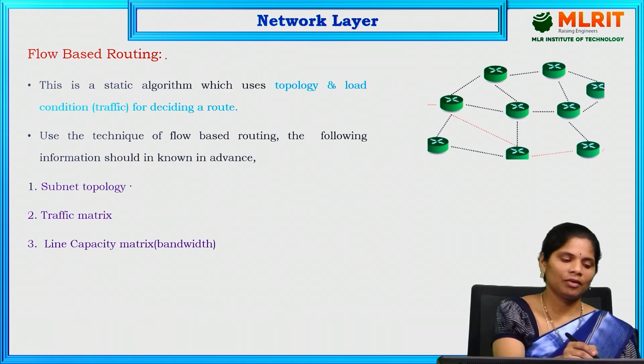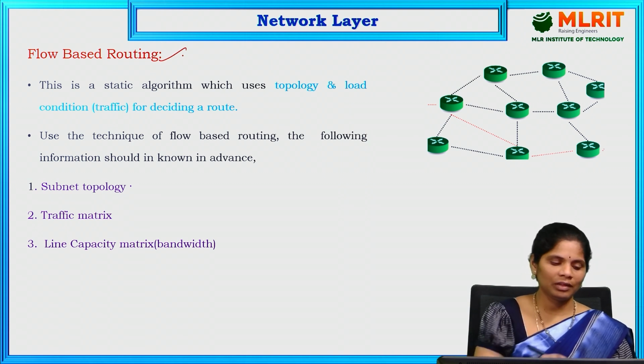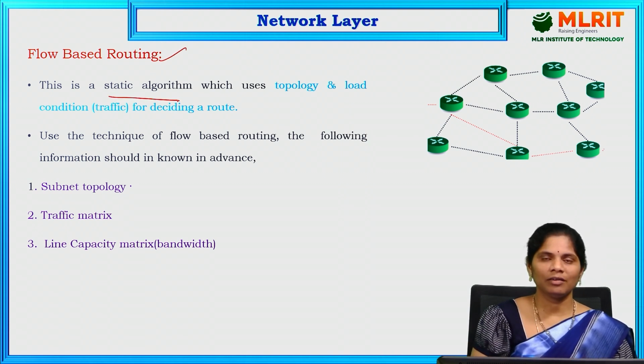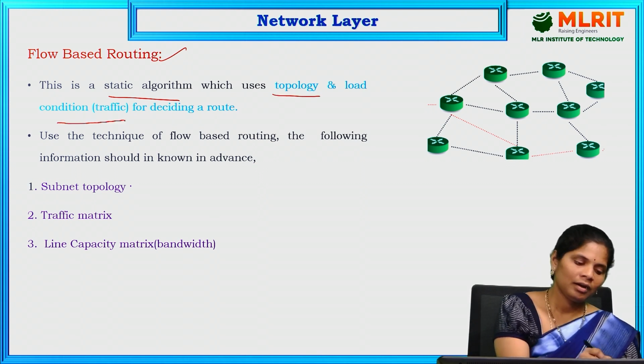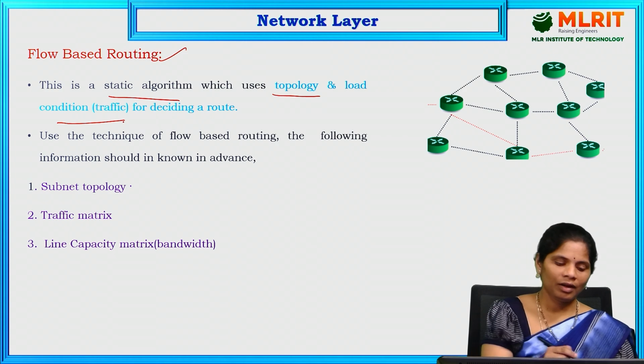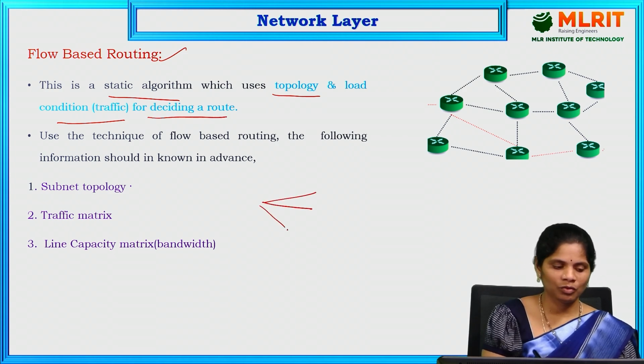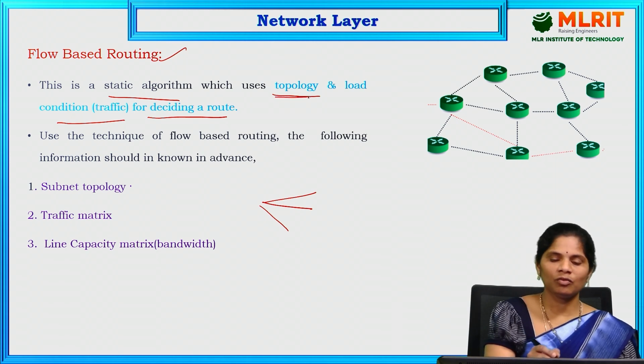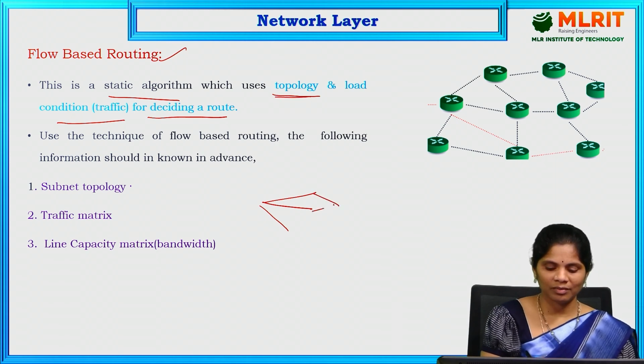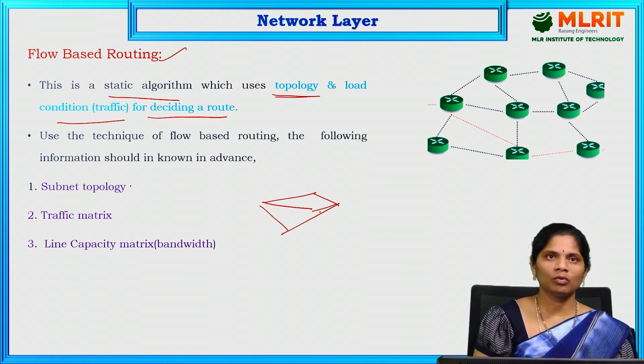And next one is flow based routing. This is also one of the static algorithms. Mainly it is used based on the topology and the traffic load condition. We are deciding the route. Means which route has traffic, and at the same time which route is the best route. Based on these two conditions, we are going to allocate the packet to that particular route.